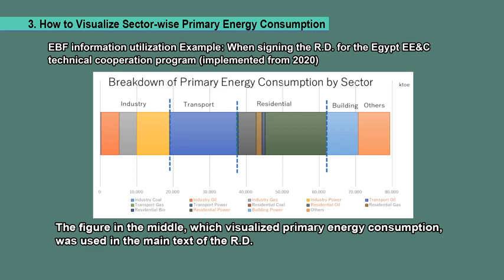Egypt's case was about visualizing primary energy consumption and making a chart of the calculation result of the middle part. There are other ways to utilize it.